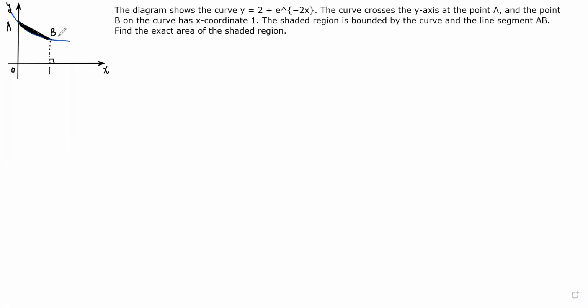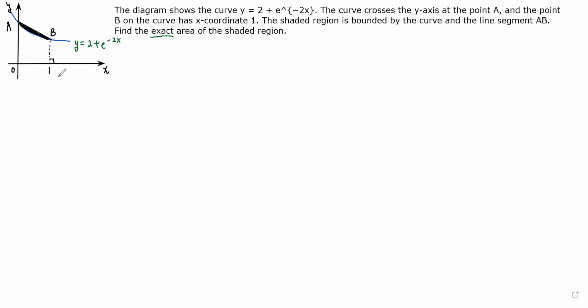We are given the curve with equation y equals 2 plus e to the negative 2x. The curve crosses the y-axis at the point A, and the point B on the curve has x coordinate 1. The shaded region is bounded by the curve and the line segment AB. We need to find the exact area of the shaded region.